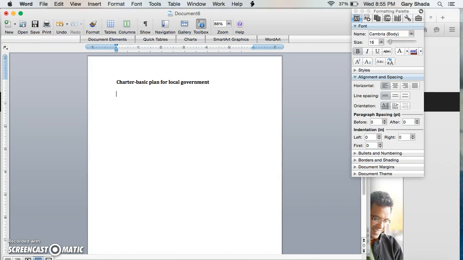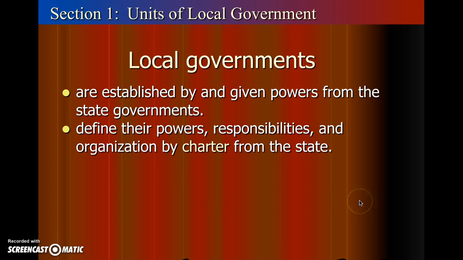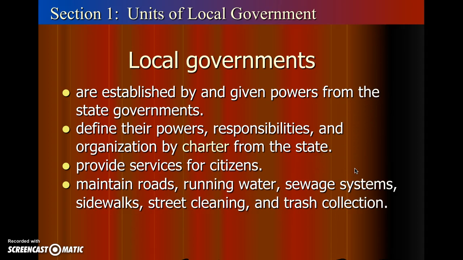So, you have the people, they apply for a charter to the state. The state replies back, says, yes, we're going to grant you a charter. In that charter, it's going to tell them there are certain services you must provide for your citizens. Some examples. I'm not saying these are all of the services. These are examples of services.